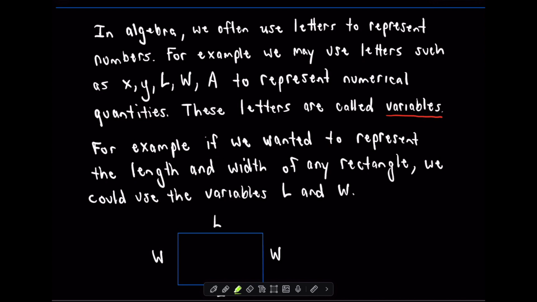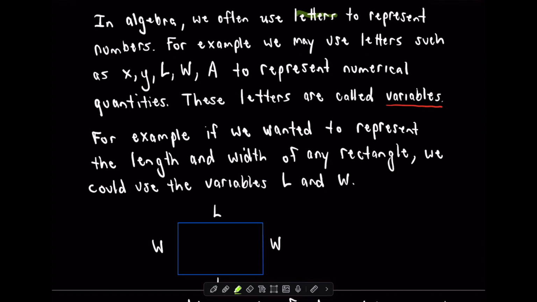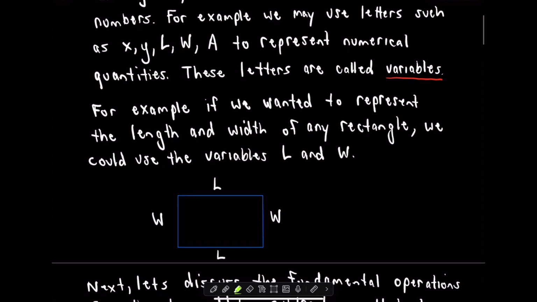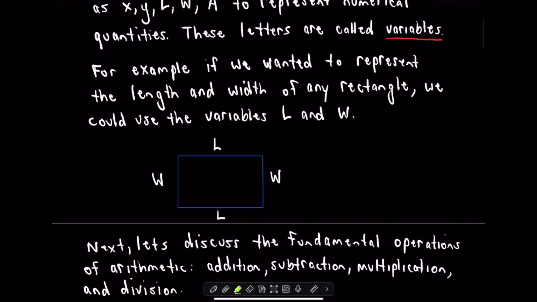So in algebra, we often use letters to represent numbers. We use letters to represent numbers, and we're trying to introduce some generality. You can use whatever letters you want. I've got a couple listed here: X, Y, capital L, capital W, capital A, and these represent numerical quantities. These letters are called variables. So when you hear someone talking about a variable, they're just talking about these letters used to represent numerical quantities.